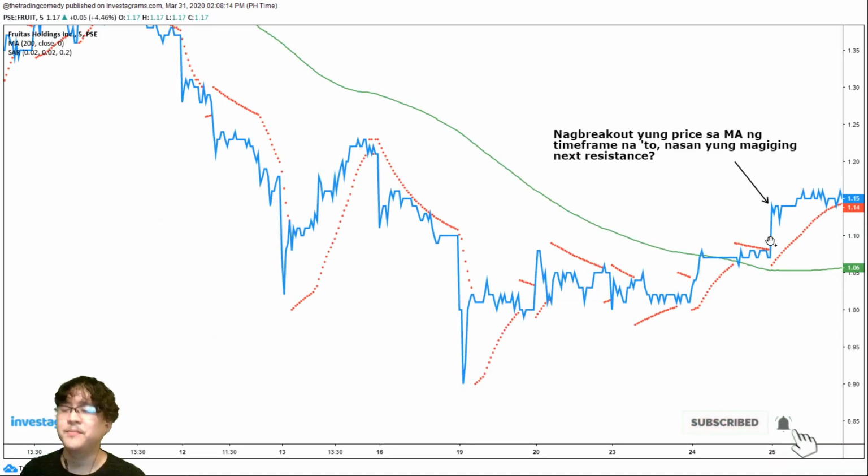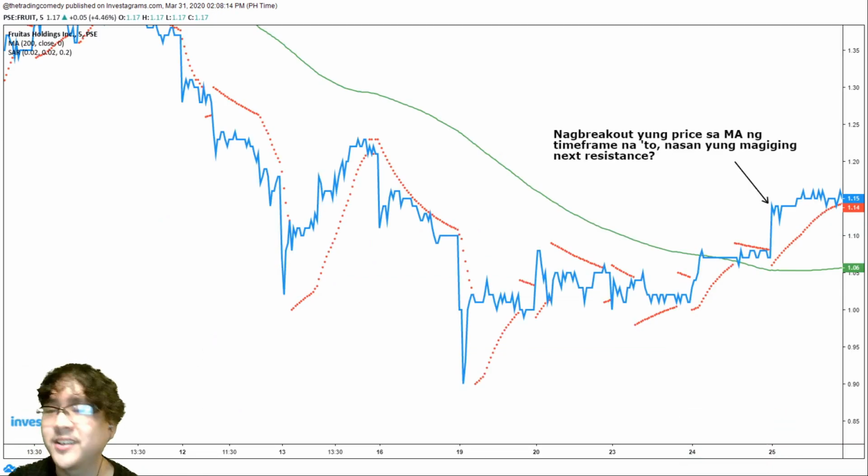Next, yan, medyo Tagalog to, no? But for the international audience, no, I'm just gonna try to translate this. So this is a chart of Frutas Holdings in the PSE. So we're gonna do a bottom-up approach. So we're gonna start with the lower time frame. So this is a 5-minute chart. Okay, and what do we observe?